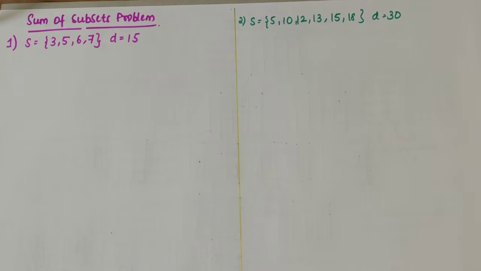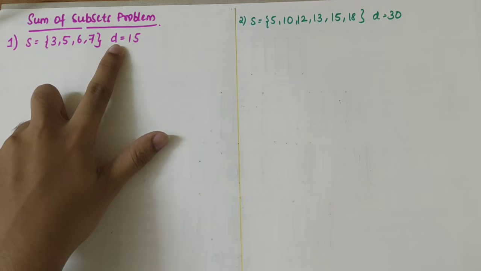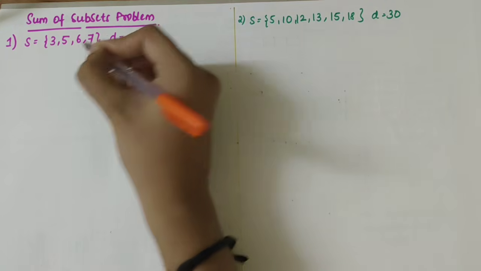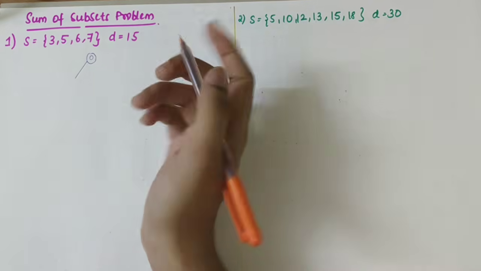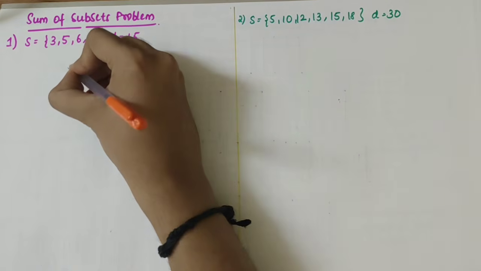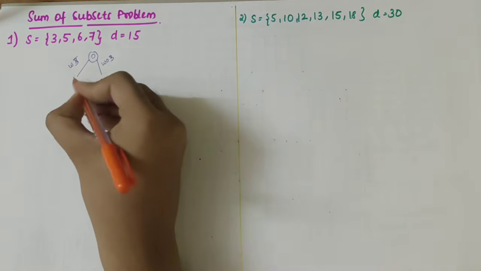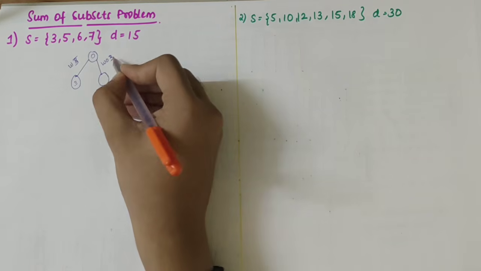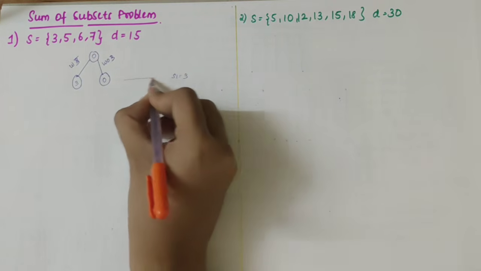Now we'll be looking into the sum of subset problems. Here they have specified the set of integers S, comprising S1, S2, S3, S4, and the total sum value D, that is 15. So I should start from 0. From 0, on the left side it should be inclusion of S1, and on the right side exclusion of S1. So 0 here with 3 and here without 3. I get 3 here, and 0 without 3 is 0 only. So at level 1, S1 is equal to 3.